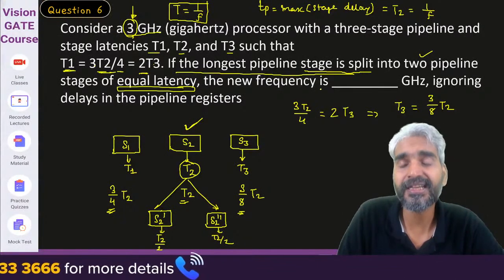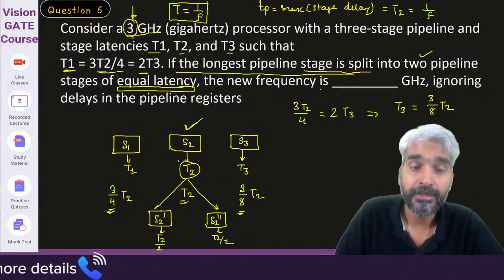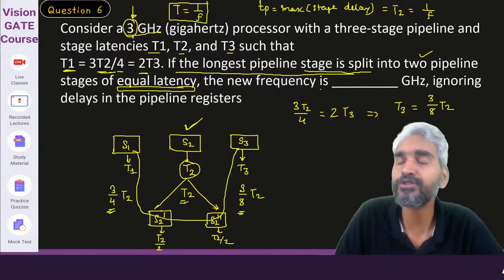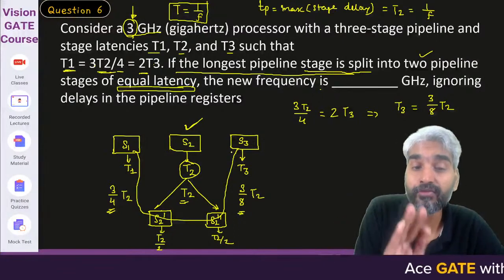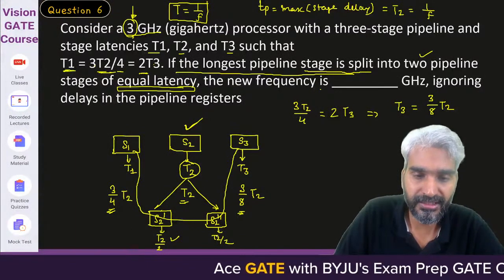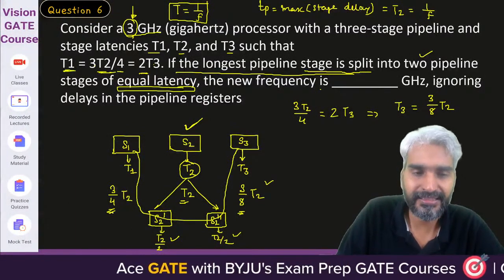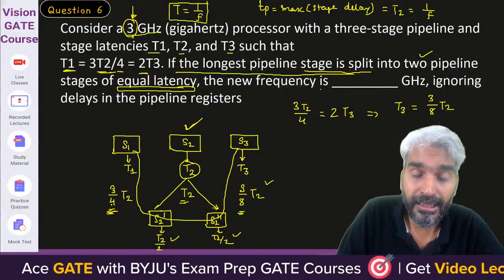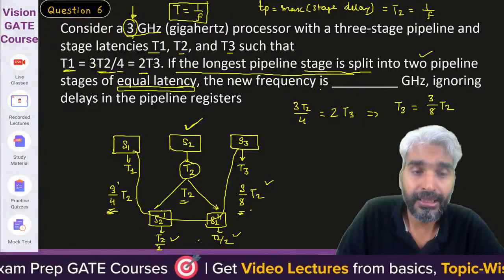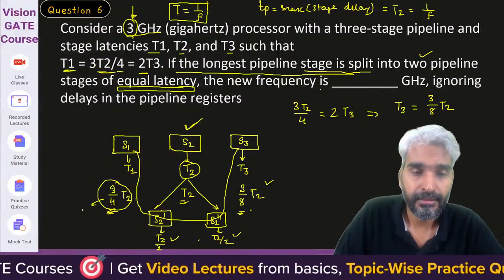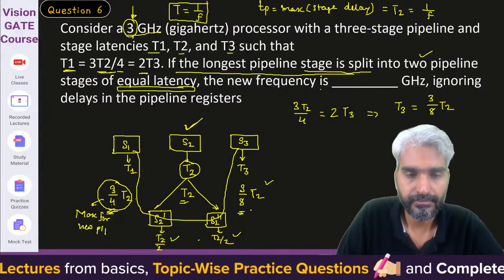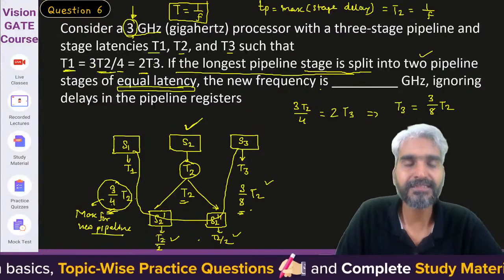The new frequency is how much? So when we say that the new pipeline is S1, S2 dash, S2 double dash and S3, then we need to define what is the maximum value. This time you know this is T2 by 2, this is T2 by 2, this is 3 by 8 and this is 3 by 4. So among 3 by 4 T2, 1 by 2 T2, 1 by 2 T2 and 3 by 8 T2, the maximum value will be this. This is the maximum for the new pipeline.